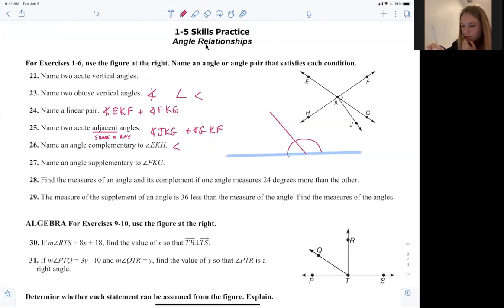All right, let me see if he's right. JKG and GKF. You are awesome, buddy. That's exactly correct. Those are two adjacent acute angles.